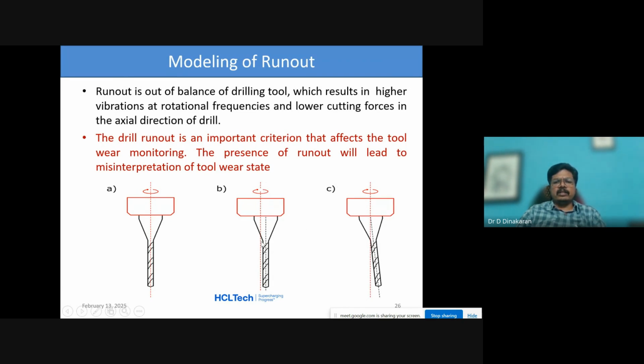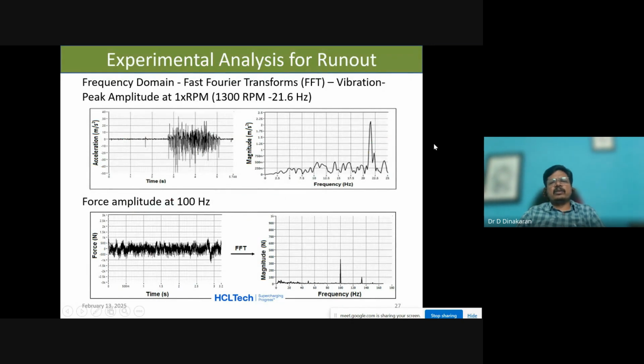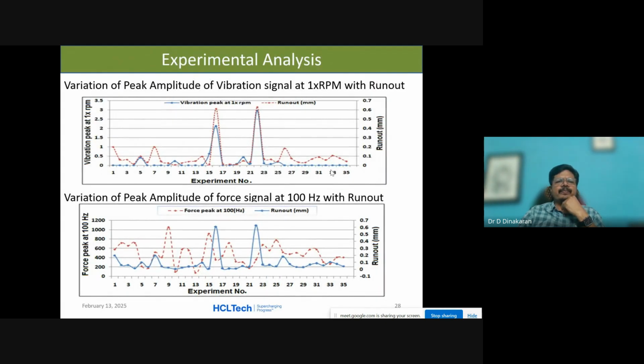You see here, there is an out-of-axis offset. Because of this offset, an oval shape comes on the component. This is a typical vibration parameter that is taken, and this is the typical force value that is taken, and these are the conversions from time domain to frequency domain. You would be aware of the frequency domain transformation, the fast Fourier transform, and these are some of the experimental outputs where the peaks are coming. This is just for information.